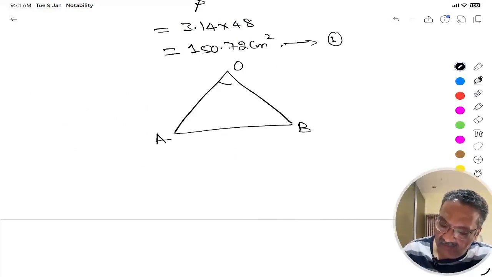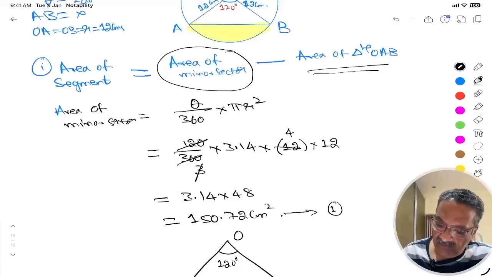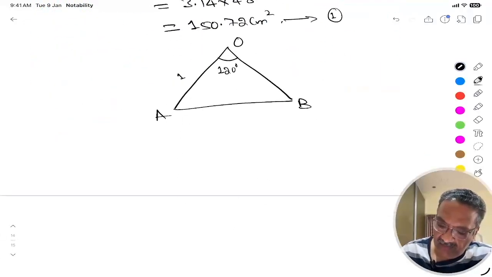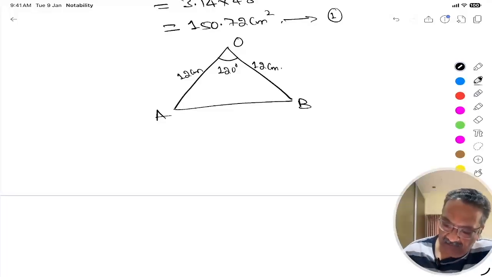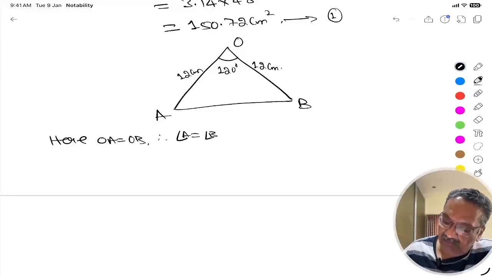In triangle OAB, this angle is 120 degrees. OA and OB are radii, equal to 12 centimeters each. As soon as you see this, we know it is not an equilateral triangle. Since OA is equal to OB, angle A will be equal to angle B.